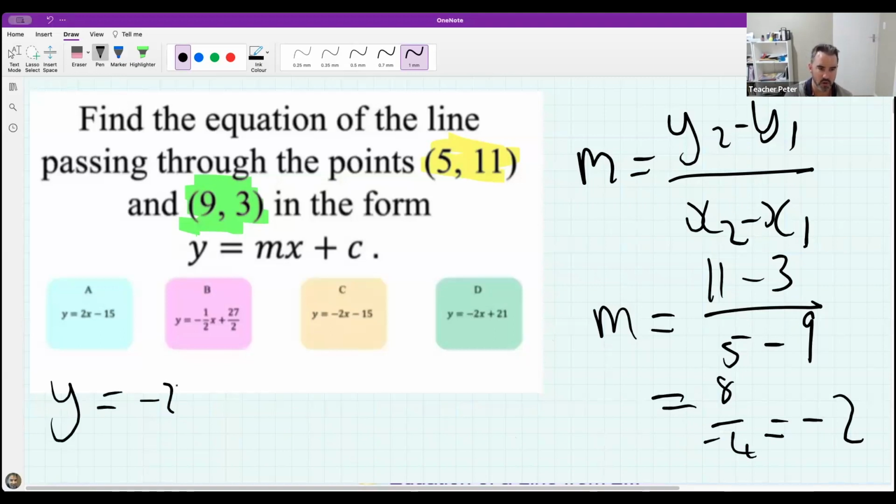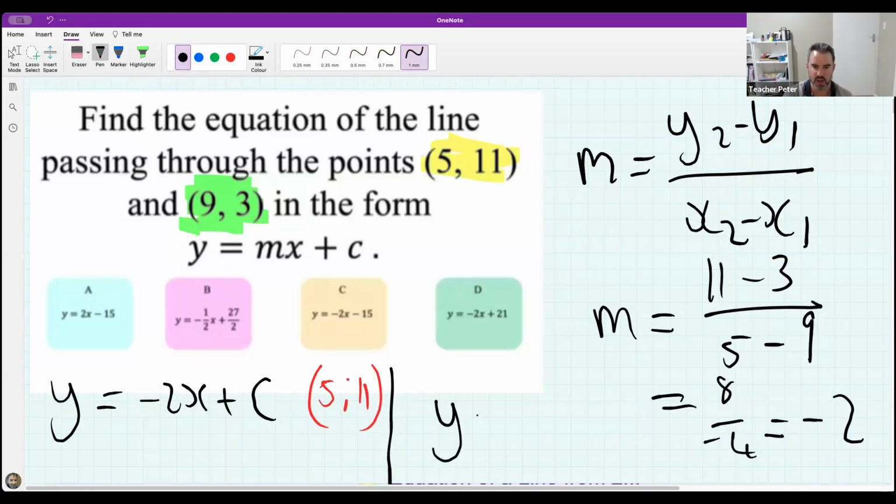We know that we want to find what C is. That's the one method some people were using in the last lesson. What they were doing was subbing in one of the points. If we're given a choice between these 2 points, I think I would probably just sub in 5, 11.